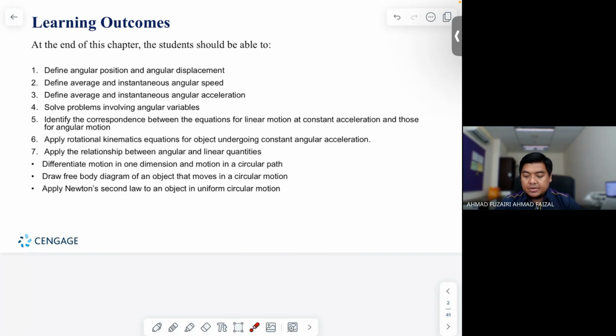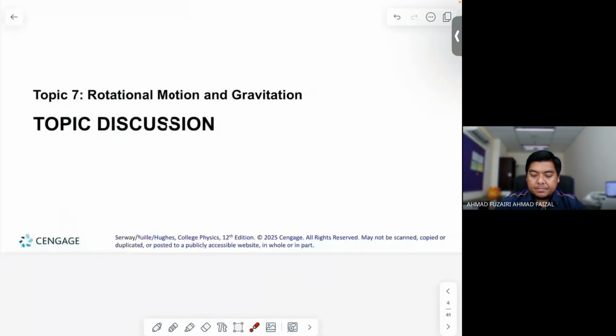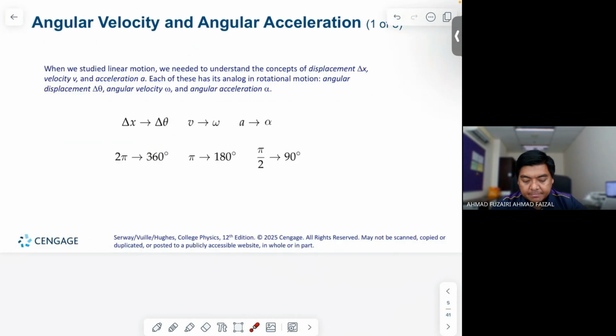So let's go towards the topic. When we studied linear motion, we needed to understand the concept of displacement. Am I right? The delta x, for example, means a change in position or change in location, which means the final position minus initial position. Another part is velocity v, and also acceleration a.